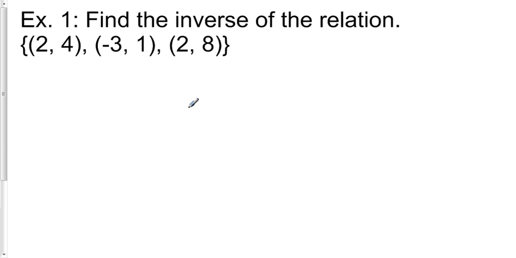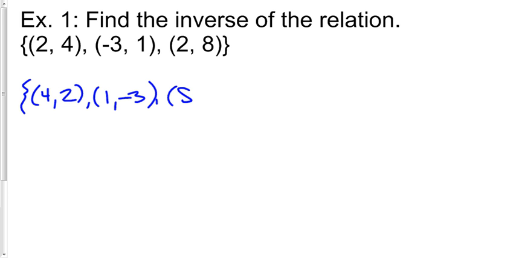So here's example 1. Find the inverse of the relation. Well, in an inverse, by definition, all I need to do here is switch the x and y values. So the inverse relation will be (4, 2), (1, -3), and (8, 2). There's kind of a cool thing that happens when you graph inverses. They end up being mirror images across the line y equals x, and I'll show you that coming up.